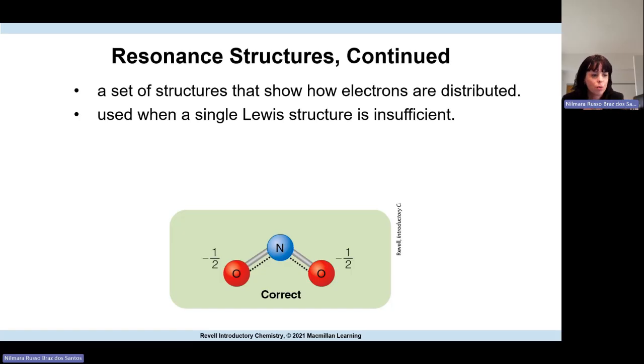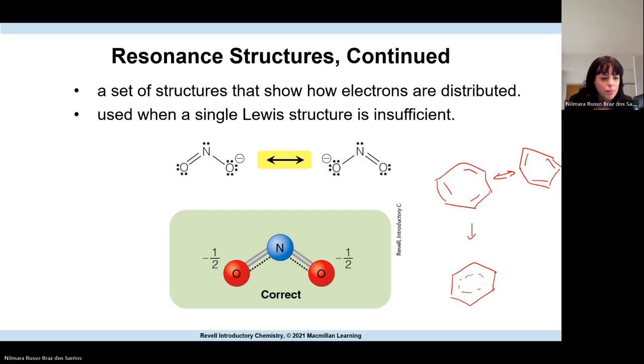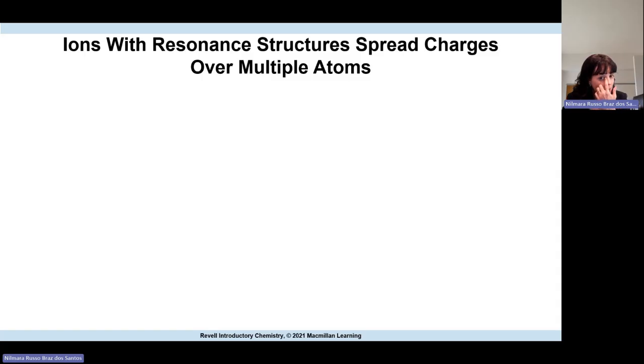That we call resonance. Probably you have seen this with benzene. The double bond can be here, or the double bond could be over here, here, and here. So the correct way to represent it, and in some books you're going to see it like this, is the ring inside of the single hexagon. So that is the benzene. Okay. So they are distributing the formal charge over there.